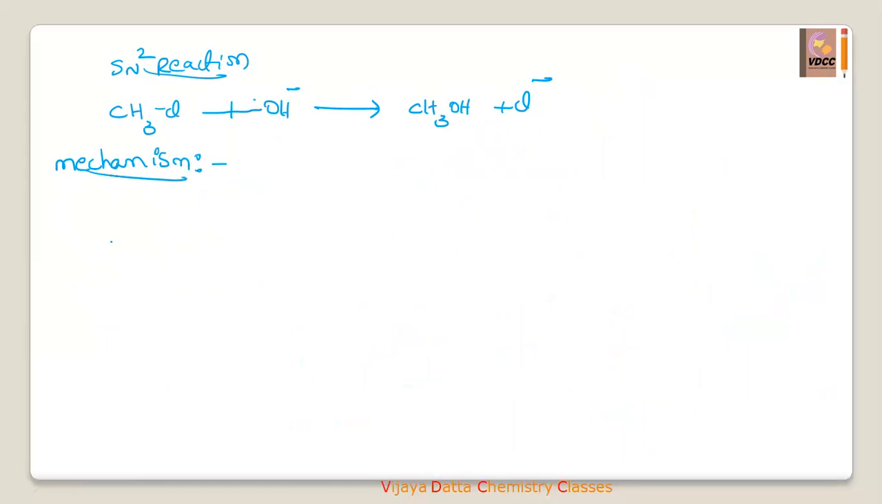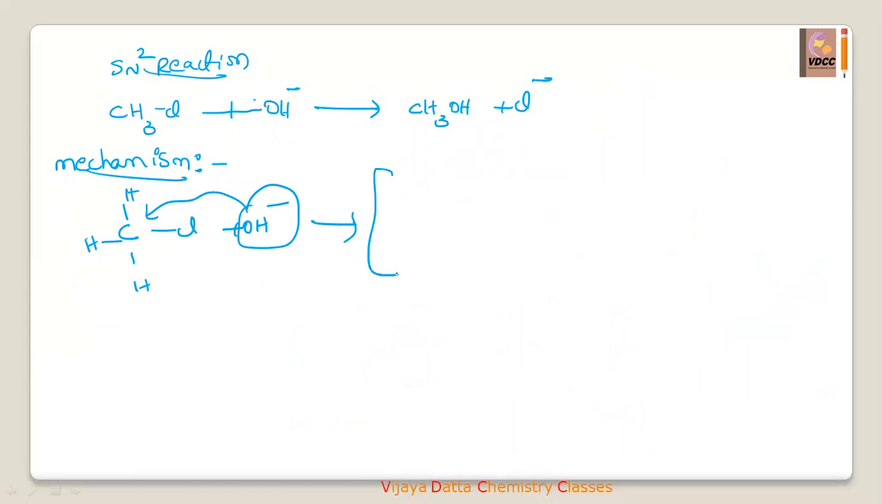Now the mechanism. The mechanism is CH3Cl plus OH minus. Then this OH minus should attack on the carbon. Then a transition state will be formed in between. That is nothing but CH, H, H, the breaking of Cl bond, and OH minus attacks from the back, right? That is the OH minus. This is the transition state, but very less time.